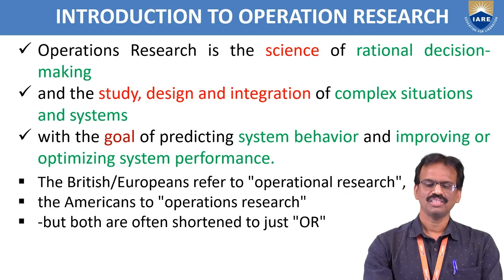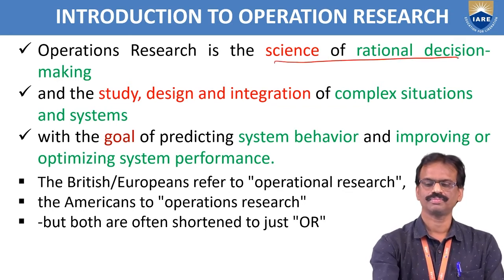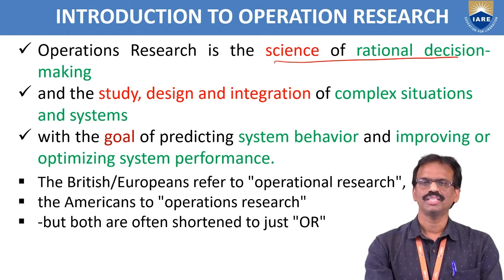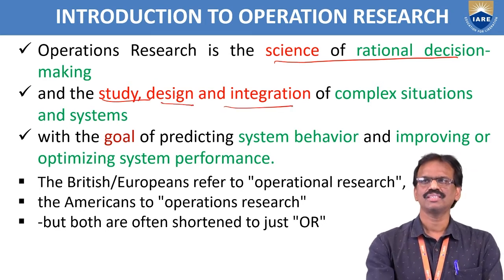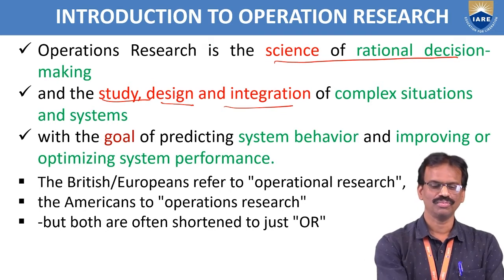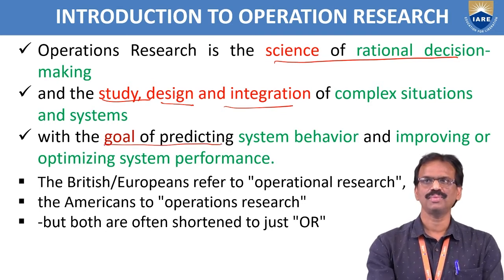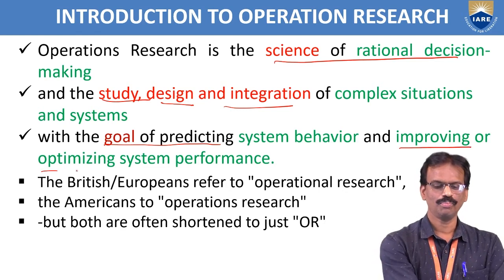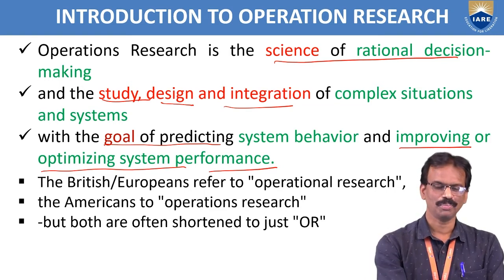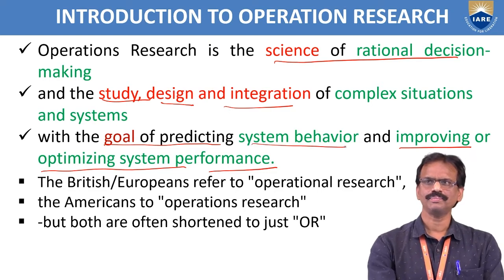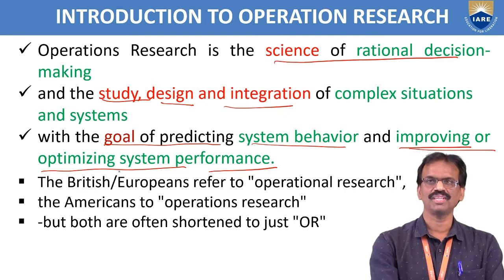Operation research is the science of rational decision making and the study, design and integration of complex situations and systems with a goal. What goal? The goal of predicting system behavior and improving or optimizing the system performance. So finally, OR is the science of rational decision making and study, design and integration of complex situations and systems, with the purpose of predicting system behavior and improving or optimizing system performance.